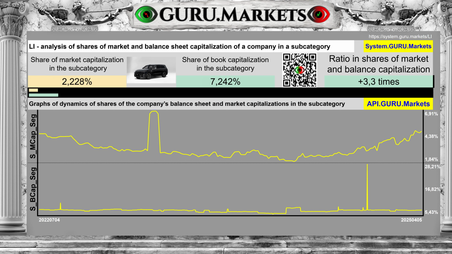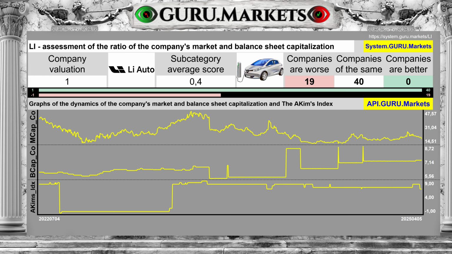Comparing the shares of stock exchange and balance sheet capitalization, we see the following. The share occupied by Li Auto Incorporated in the subcategory in the case of market value assessment is 2.228%. The balance sheet capitalization share is 7.242%, which is 225% more than the market capitalization share. Assessment of the organization's share of market and balance sheet capitalization of the subcategory: good, 1 point.